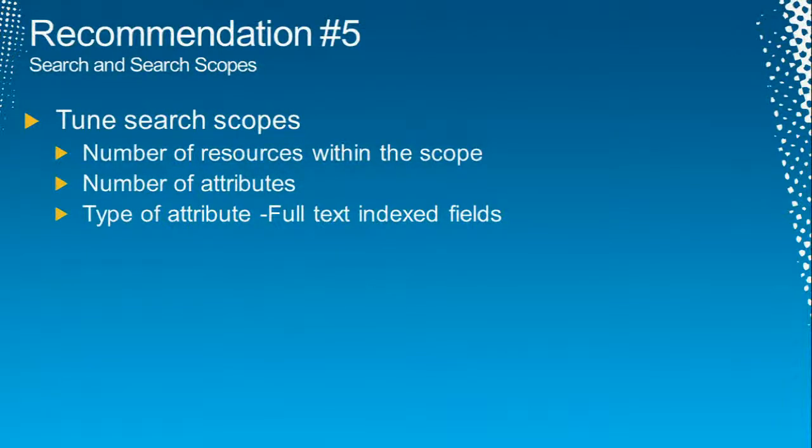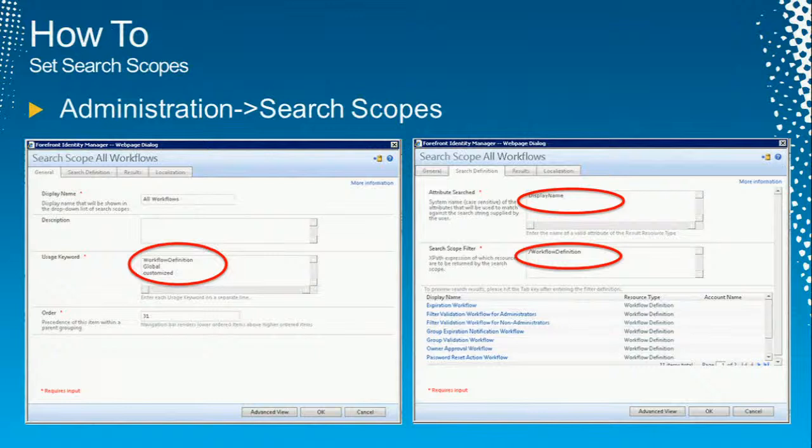So what you want to do when you want to tune search scopes is look at the number of attributes. You want to look at what you're searching over and where the default scope is showing up. So on the right-hand side, what I am showing you is a couple of important pieces of search scopes.